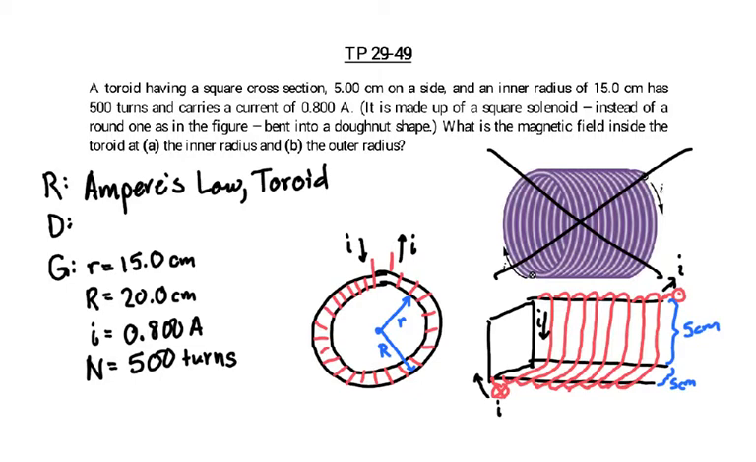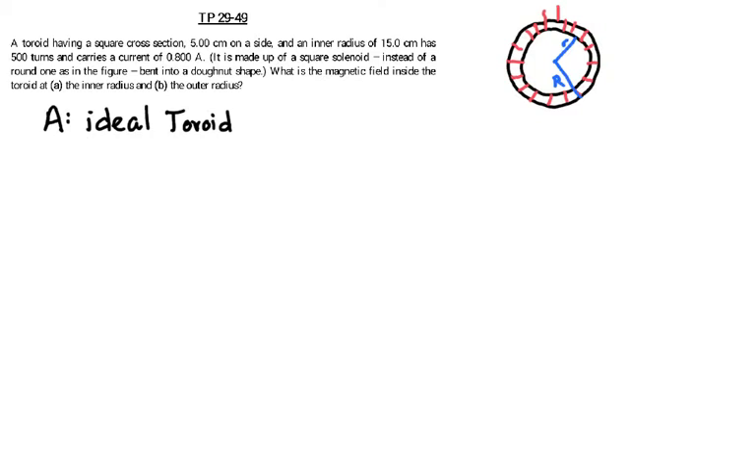We're going to need some more room. We're going to assume we have an ideal toroid. That is because we want to assume that all of the magnetic field is inside of our coil, so inside that square cross-section as we bend it around into a circle. Anything outside of our toroid, the magnetic field is going to be equal to 0. That means anything less than small r or bigger than big R. Alright, so that's what that ideal toroid means.